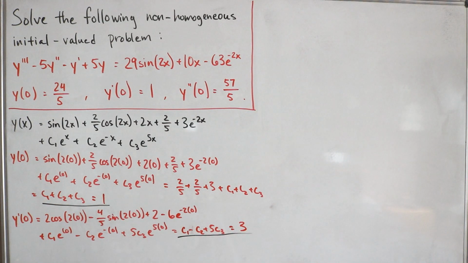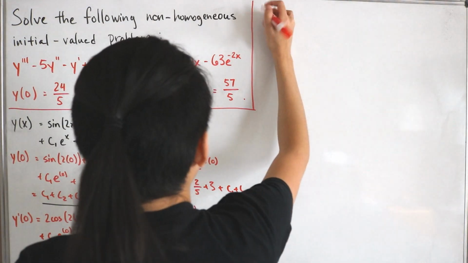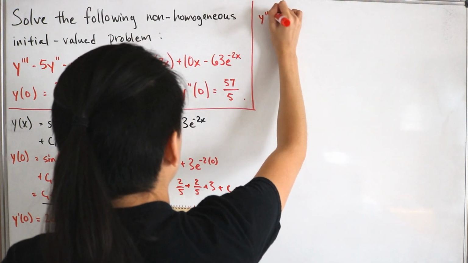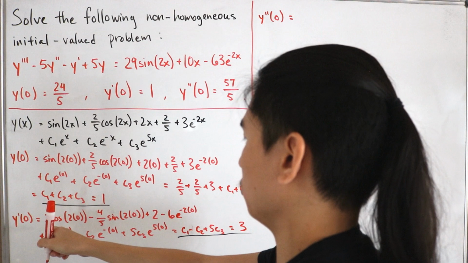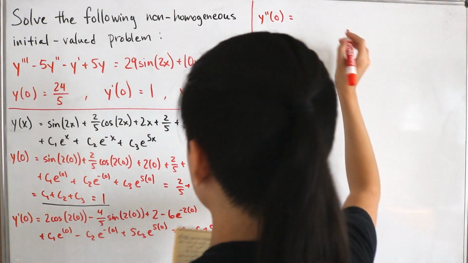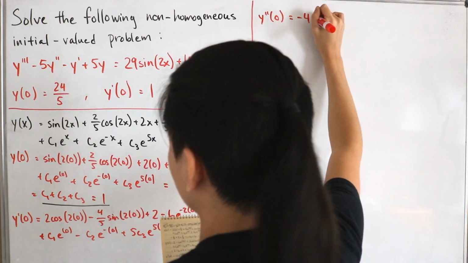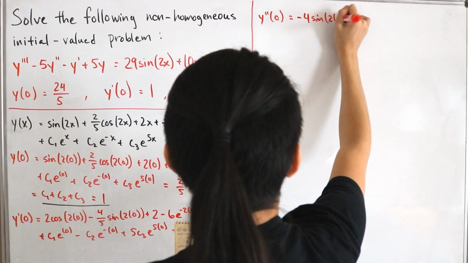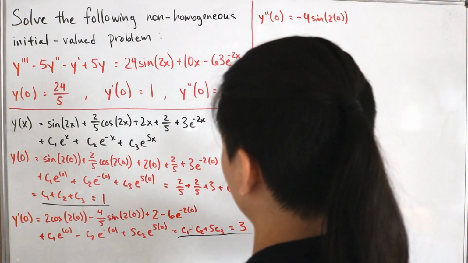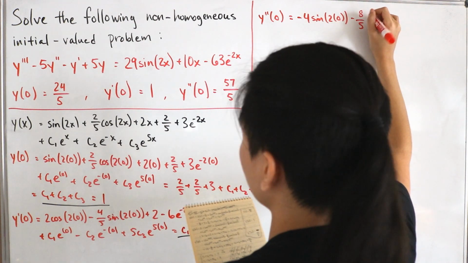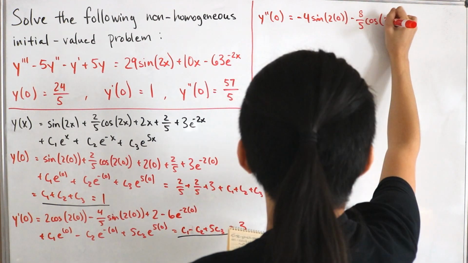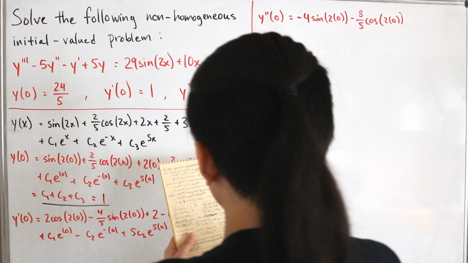So now let's move on to the third one, the y double prime of 0. So now y double prime of 0. That's the last thing we have, y double prime of 0. Then that means if I just do this, this is going to be negative 4 times sine of 2 times 0. And then over here, this is going to be minus 8 divided by 5, and then cosine of 2 times 0, but that's still equal to 0 either way.